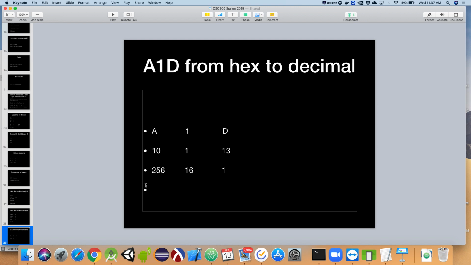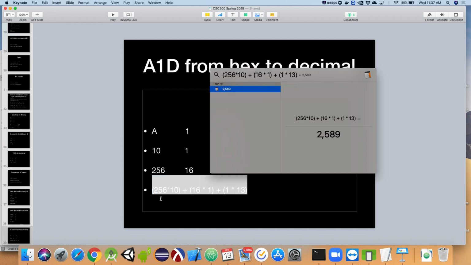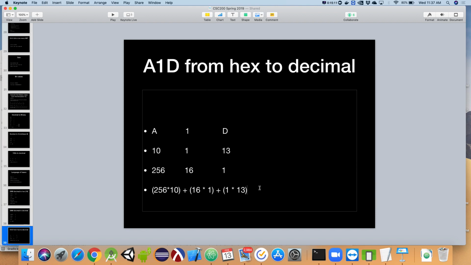So now 256 times 10, 2560, plus 16 times 1 plus 1 times 13 is 2589. So that's converting it back to decimal. See how that worked?